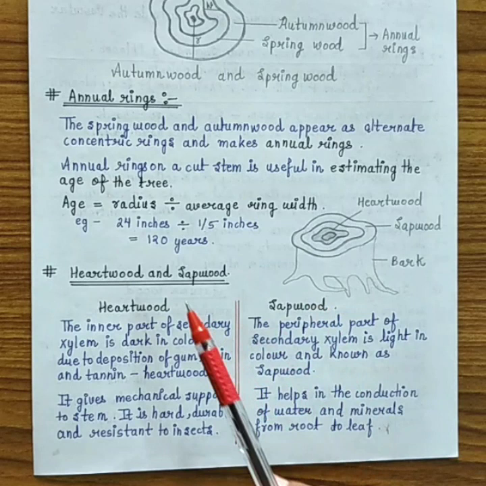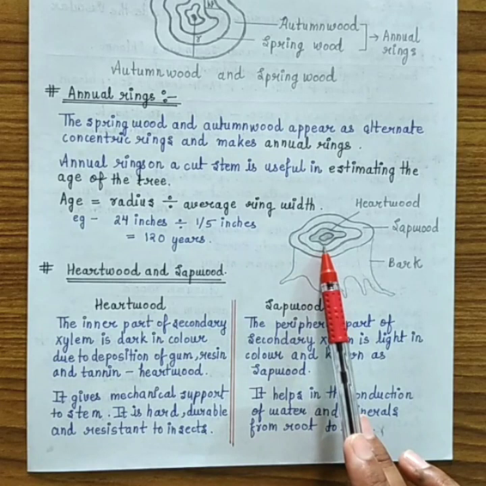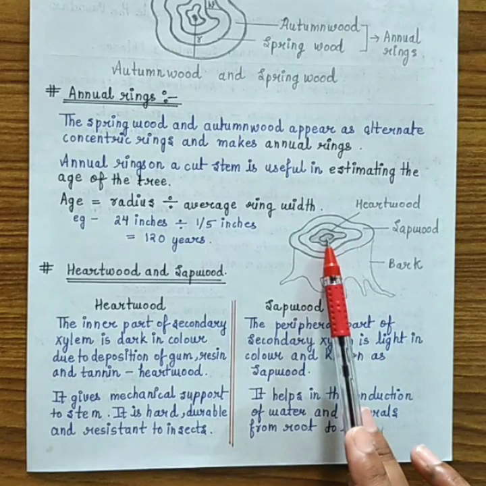Now we'll have a talk about heartwood and sapwood. जो inner part होता है secondary xylem का. Secondary xylem का तो जो inner part होता है that is dark in color due to deposition of gums, resins and tannins. जो secondary xylem का innermost part है वो dark होता है क्योंकि उसमें gums, resins और tannins का deposition हो जाता है. उसे हम heartwood बोलते हैं.